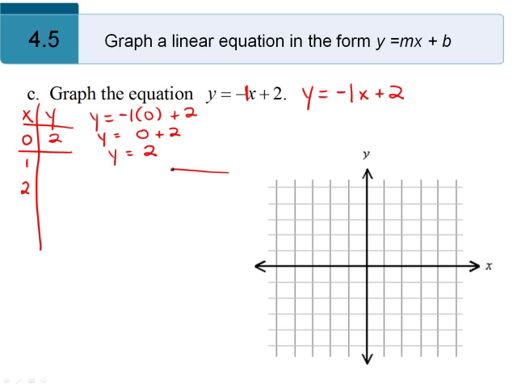Okay. Now we're going to plug in 1. So we have y equals -1 times 1 plus 2. So y equals, if you multiply, you get -1 plus 2, and -1 plus 2 is going to give me 1. So there's my second ordered pair, 1, 1.